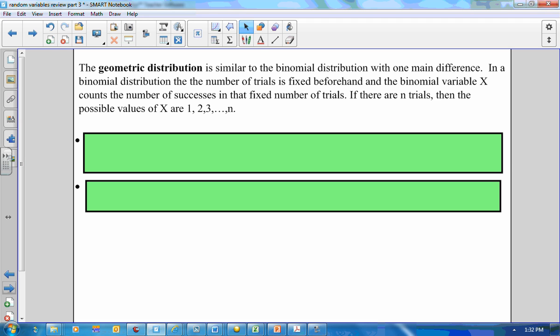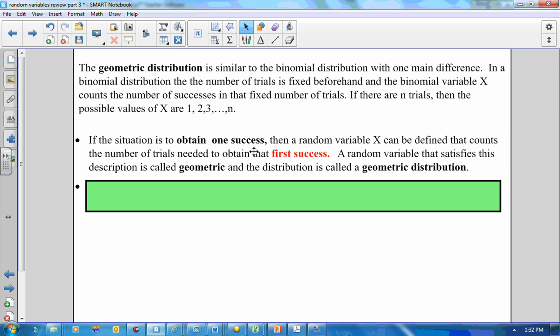In the binomial distribution, we have a fixed number of trials. I'm going to flip a coin 20 times. In a geometric setting, we don't have a fixed number of trials, and the possible values of the random variable start with 1, 2, 3, all the way up to n. The reason they start with 1 is because our object of interest is to obtain the first success. So the random variable x can be defined as counting the number of trials needed to obtain the first success.